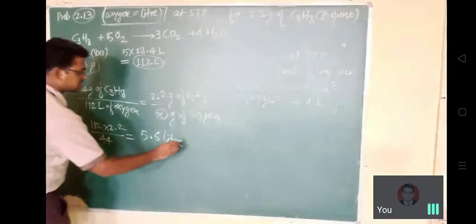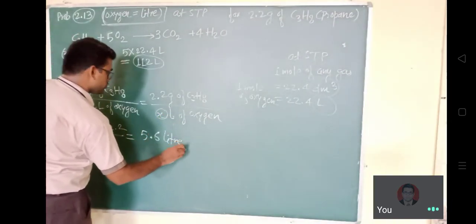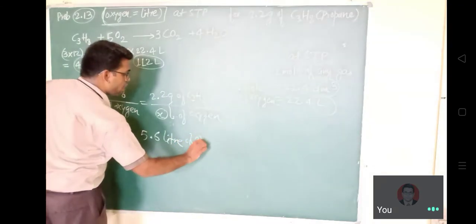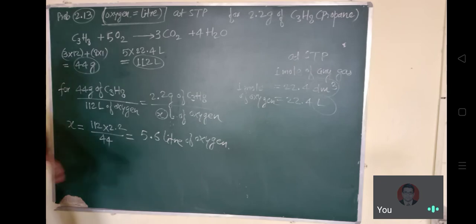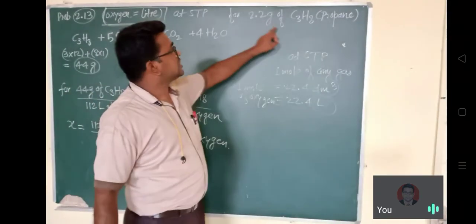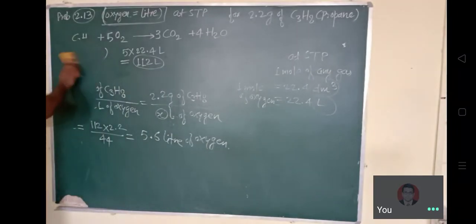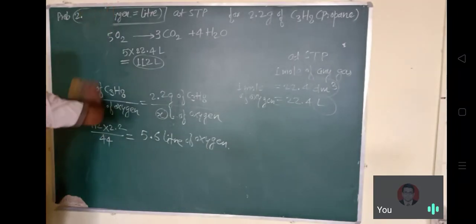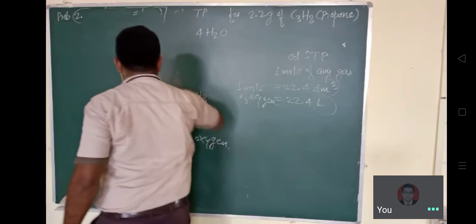So 5.6 liters, so not grams here, it is liters. So 5.6 liters of oxygen will be required to complete the combustion process when 2.2 grams of C3H8 is taken. Okay, so we'll move ahead to the last numerical, that is 2.14.